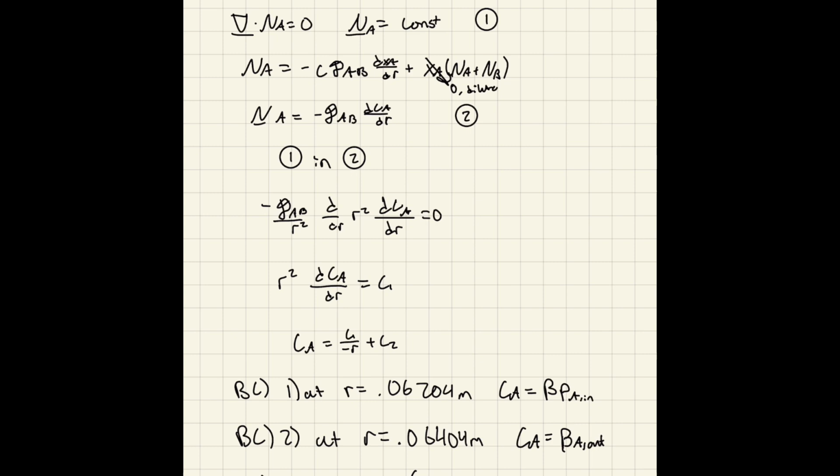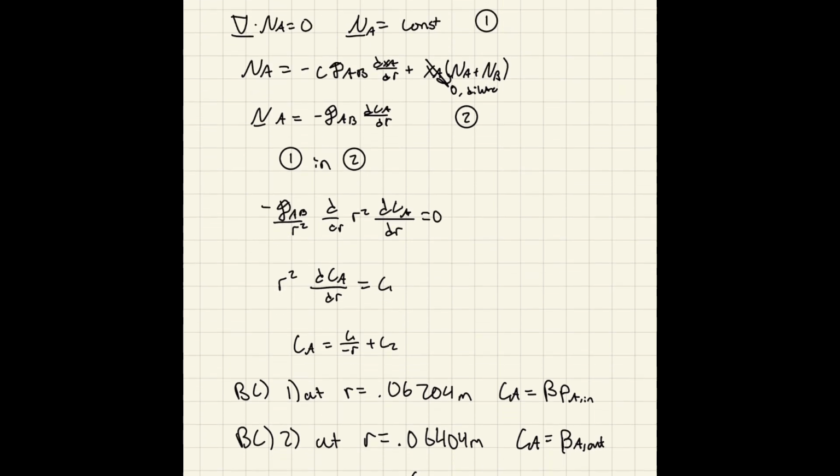Next, we're going to set up our equation for Na, where Na is equal to negative C times the diffusivity of A in B, dxa dr, plus xa times Na plus NB. And we're going to say that xa is equal to 0 here in this case because it is very dilute in the plastic. That leaves us with Na being equal to the negative diffusivity of A in B, dCA dr.